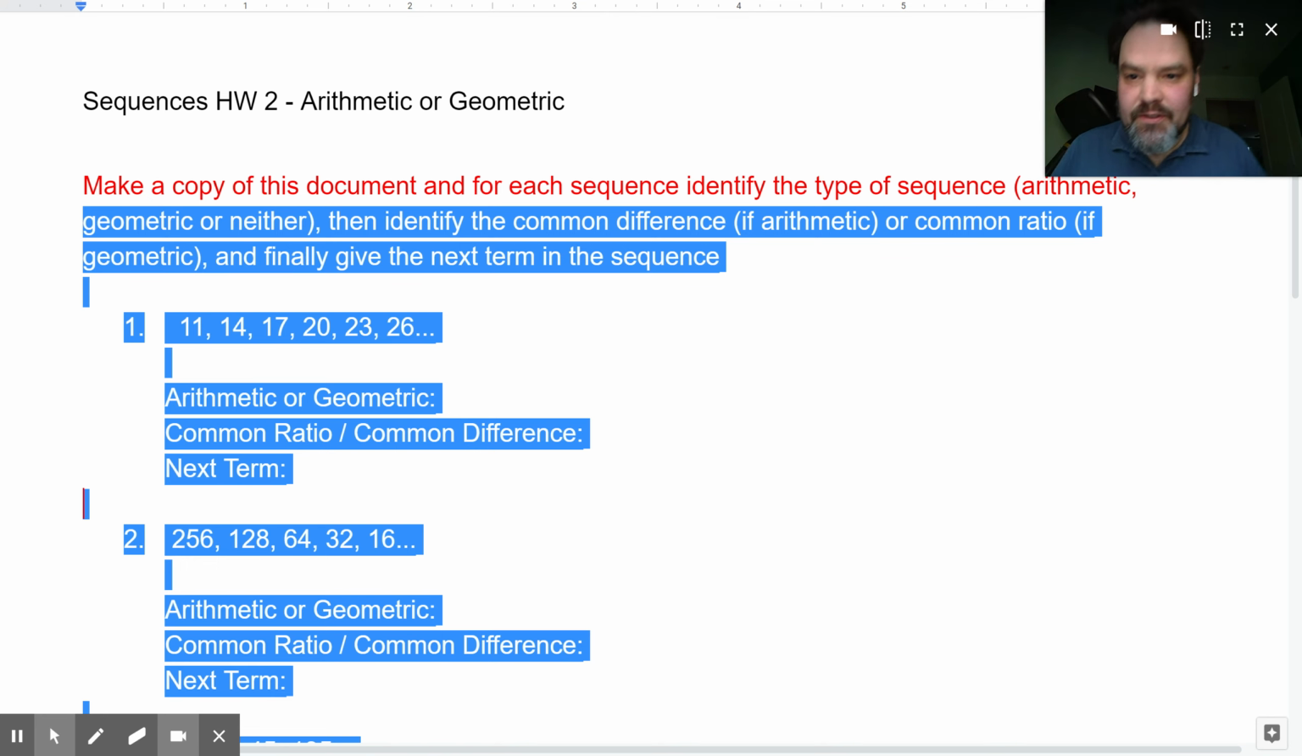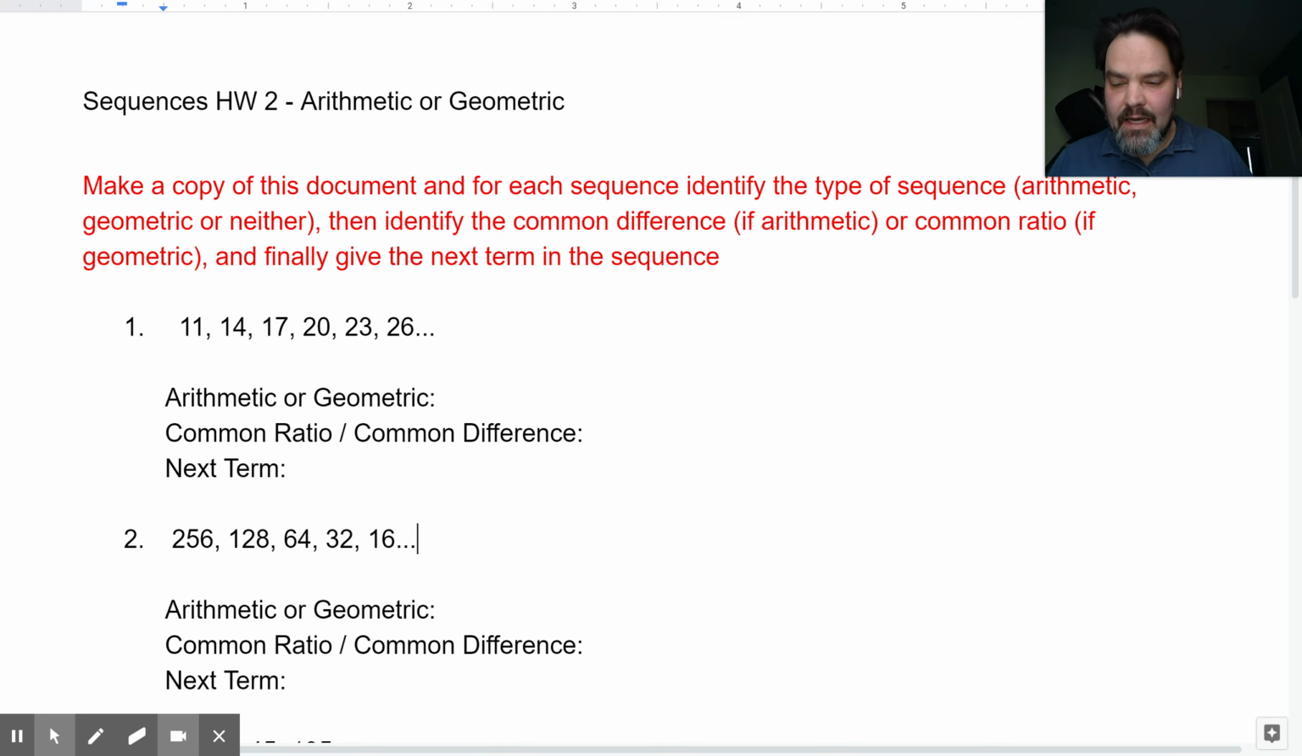Hi, just wanted to do a quick video about how you're going to do tonight's homework. First, you're going to make a copy of this document, and then for each of these sequences, you're going to tell me, is it an arithmetic sequence or a geometric? I gave you the separate videos to describe what each of those are in detail.